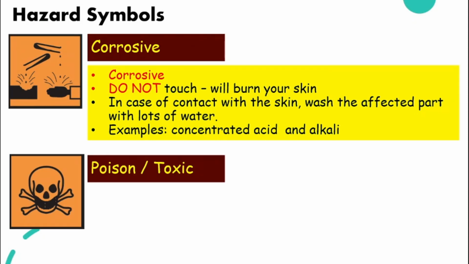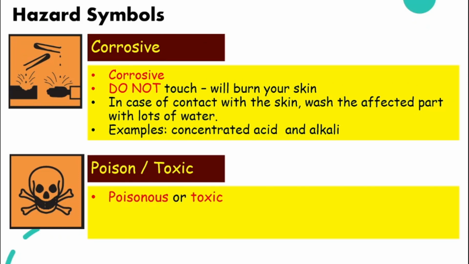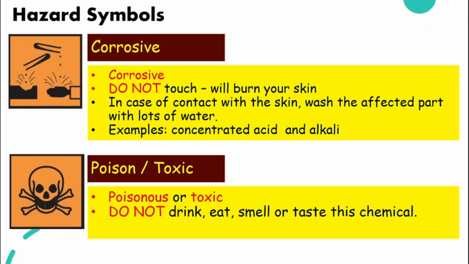Oh, this is the symbol of a skull, and it means poison or toxic. The chemical is very poisonous if you see this symbol on the bottle. Do not drink, eat, smell, or taste this chemical. Examples will be mercury and also chlorine.